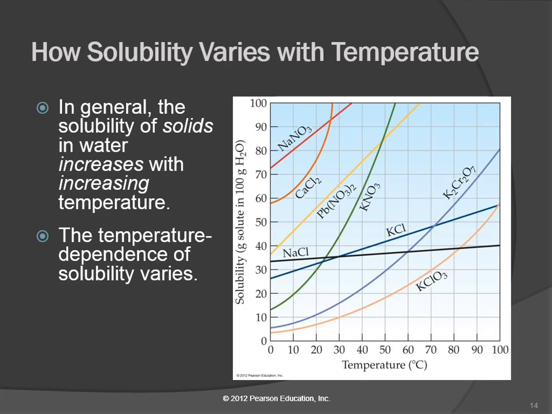Solubility varies with temperature. Generally, solubility increases with increasing temperature, but there are some substances that actually become less soluble at high temperature. We see that the solubility of sodium chloride depends only a little bit on temperature. But things like potassium nitrate, it depends a great deal on temperature. At a higher temperature, it's very, very soluble. At, what is that? About 55 degrees, you can dissolve 100 grams of potassium nitrate in 100 grams of water.